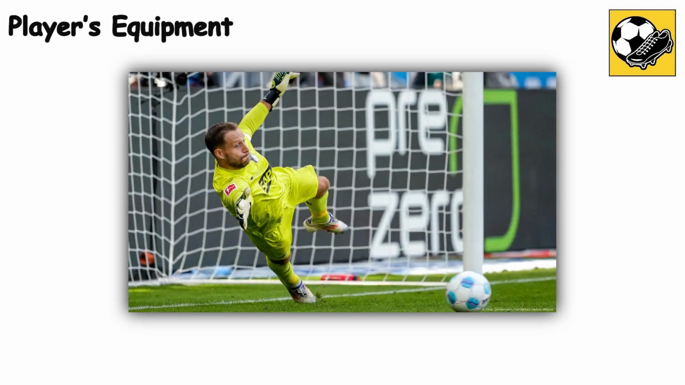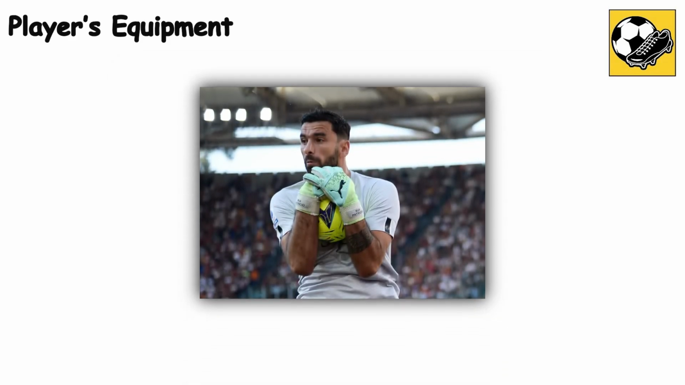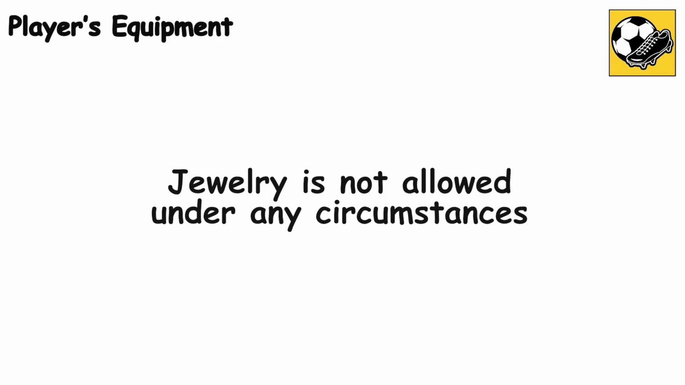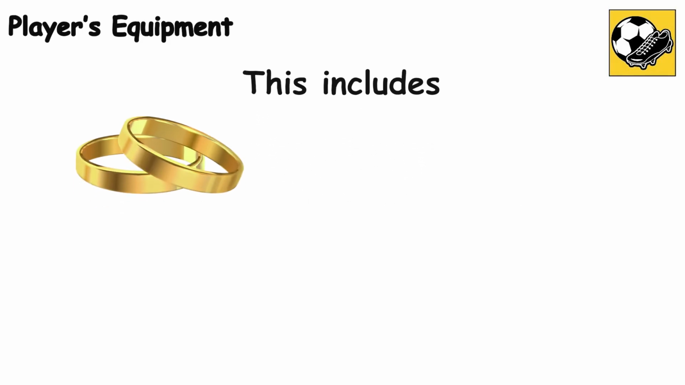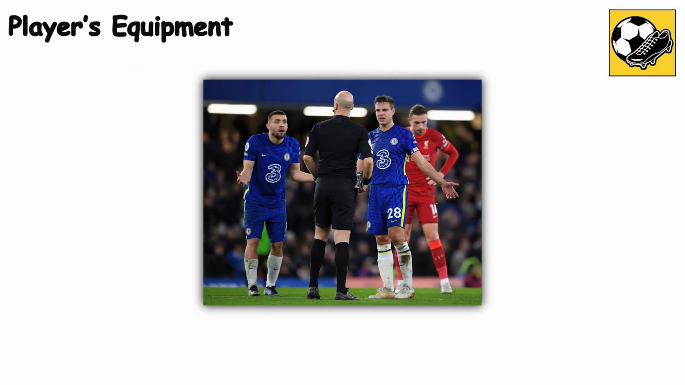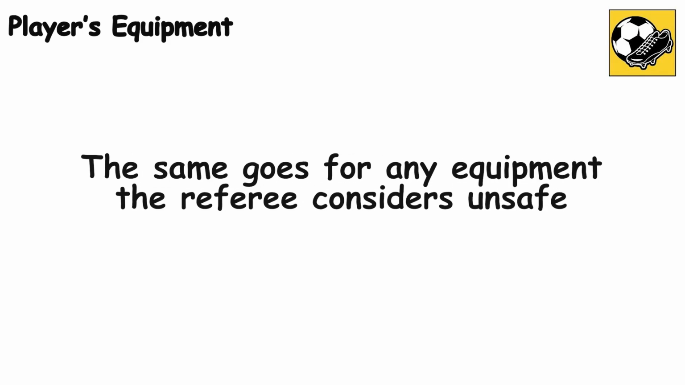Goalkeepers must wear a different color from everyone else on the field, including other players and referees. This helps everyone instantly recognize who is allowed to use their hands inside the penalty area. Jewelry is not allowed under any circumstances, even if covered by tape. This includes rings, bracelets, necklaces, and earrings. Players are checked before kickoff and must remove anything dangerous. The same goes for any equipment the referee considers unsafe.